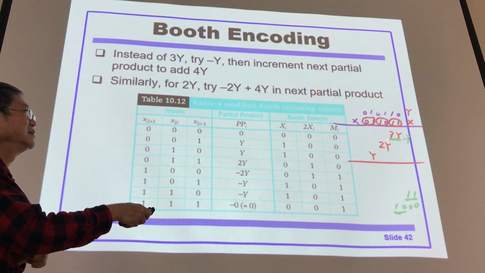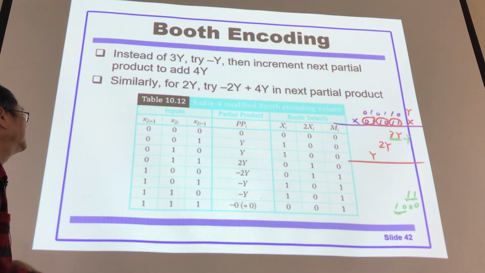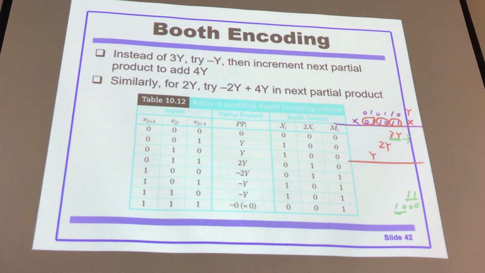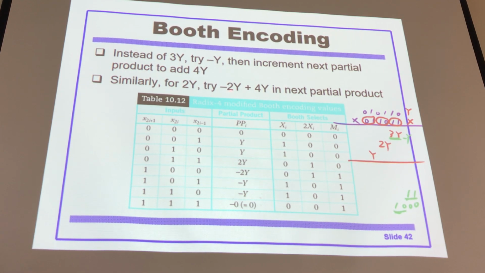Okay? Likewise. So here, instead of 3y, try minus y. Then increment the next partial product to add 4y, but actually only 1y because of the shifting by 2 bit positions. Similarly, for 2y, try to use minus 2y, and you need to add 4y back, meaning in the next partial product, add 1y back.